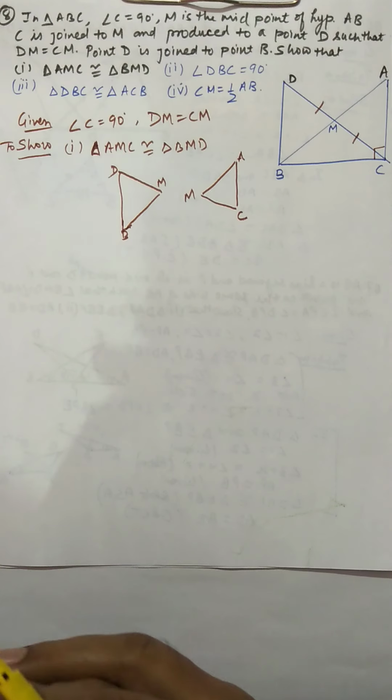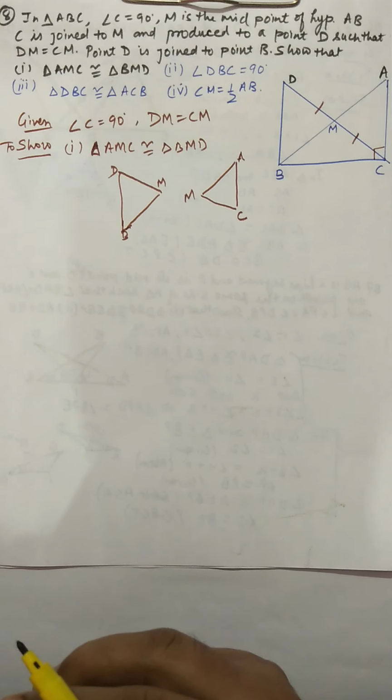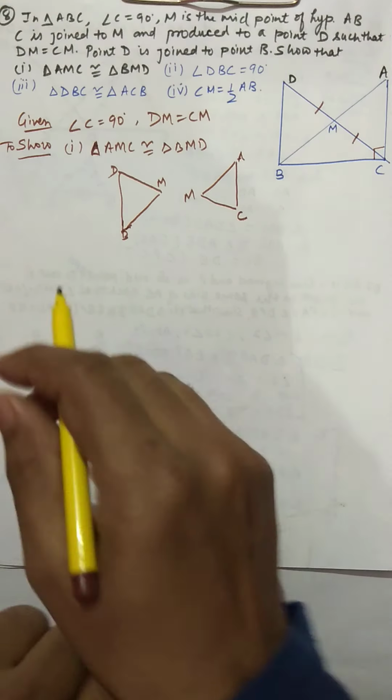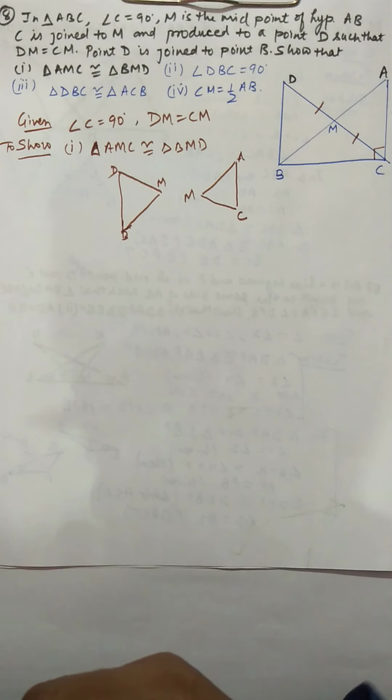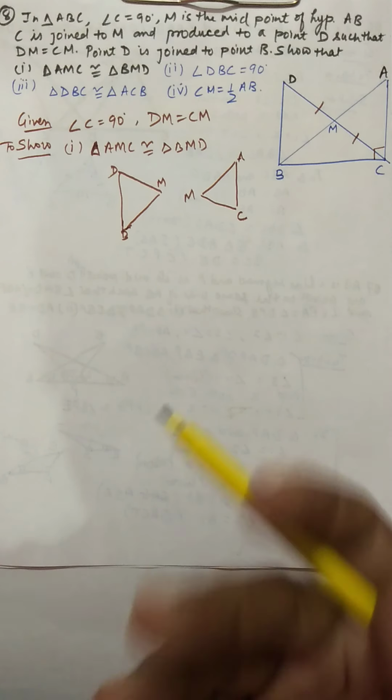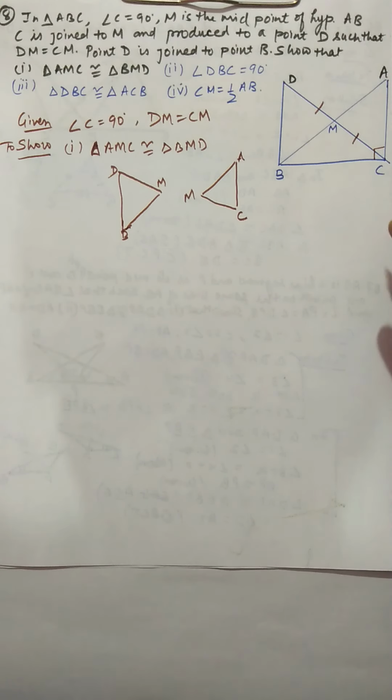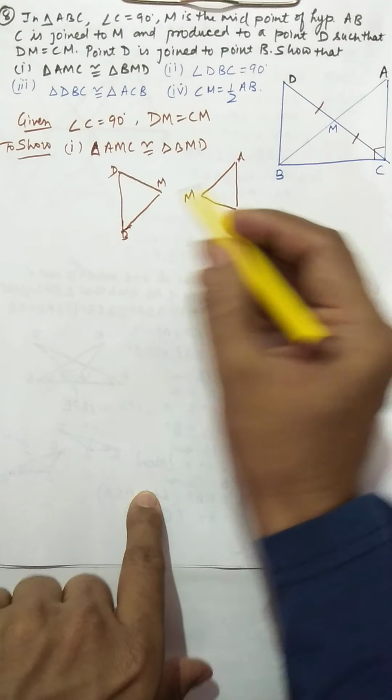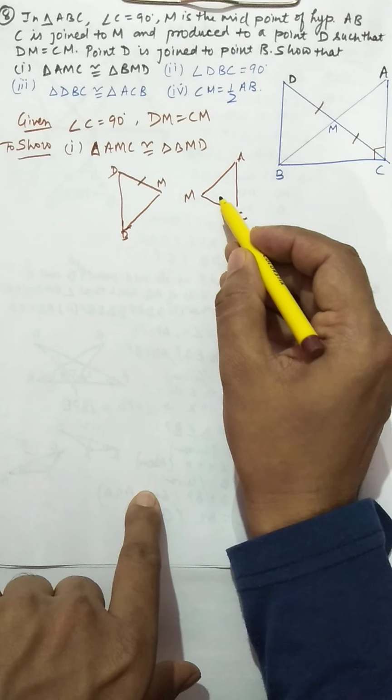So don't be in a hurry in answering this part, because this is a very important part. If you do not take care of the corresponding part criteria, then you will make the mistake which students normally make in the class. Now what is given to us? It's given to us that DM is equal to CM. This is the first piece of information that you have.